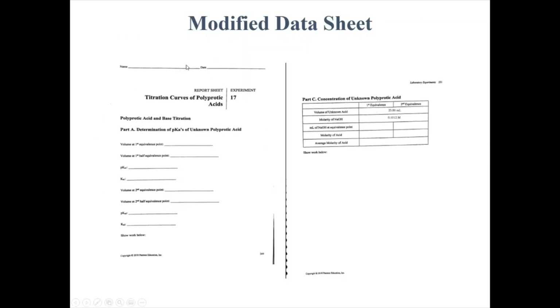Now, I've uploaded to Blackboard along with this video a modified data sheet. On this data sheet, you're going to enter your volume at the first equivalence point and volume at the first half equivalence point, and you're going to put your pKa1 and Ka1 data here. The same thing for the second equivalence point. And in the concentration of the unknown polyprotic acid part, I've given you your volume and your concentration from the virtual students that did the experiment. That's already here, and then you just have to calculate your equivalence points, the molarities, and then get the average. If you have any questions, you can contact your instructor about this experiment.